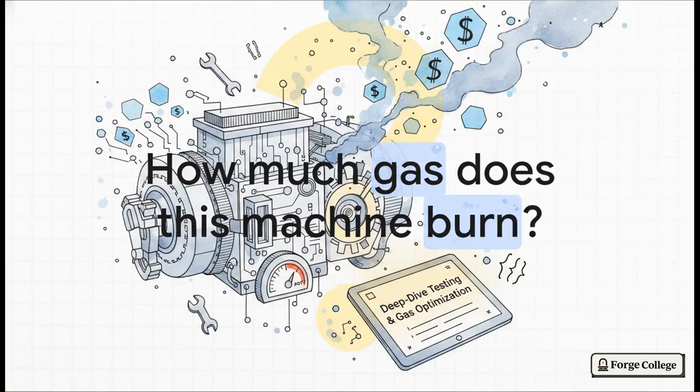So our machine is built, and it runs without exploding, which is frankly great news. But that leaves us with one final, rather provocative question. How much gas does this machine actually burn, and how can we optimize the engine to run leaner and faster? That exact question sets the stage for our next lesson on deep dive testing and gas optimization.